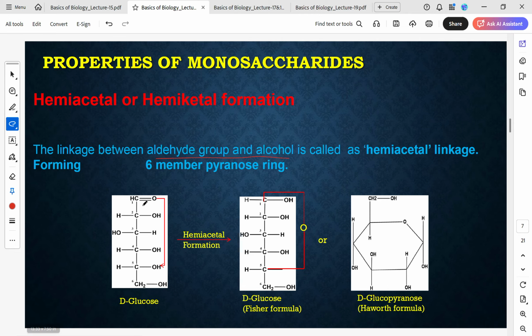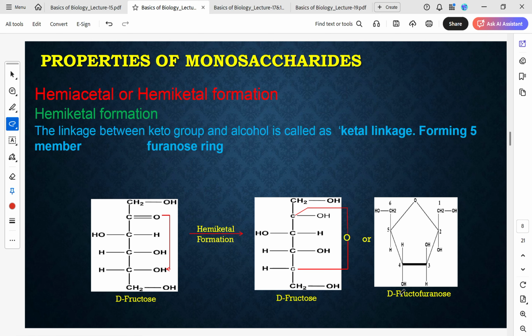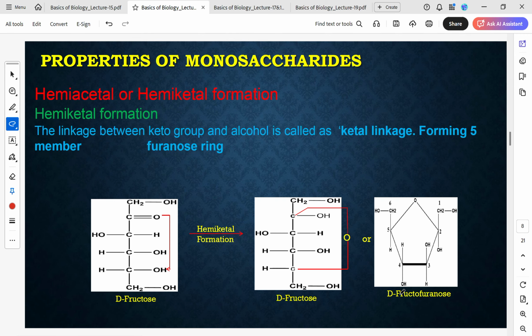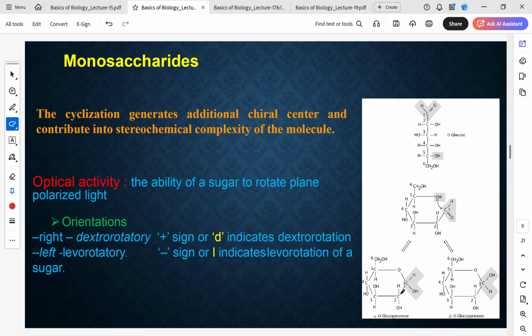This is known as a linear structure. This is known as the Fischer formula. This is known as the Haworth formula. So these are the 3 forms for glucose. This is for fructose. The cyclization generates another chiral center that contributes to the stereochemical complexity of the molecule. These chiral centers give optical activity to the sugars. Therefore, the sugar can rotate plane polarized light.